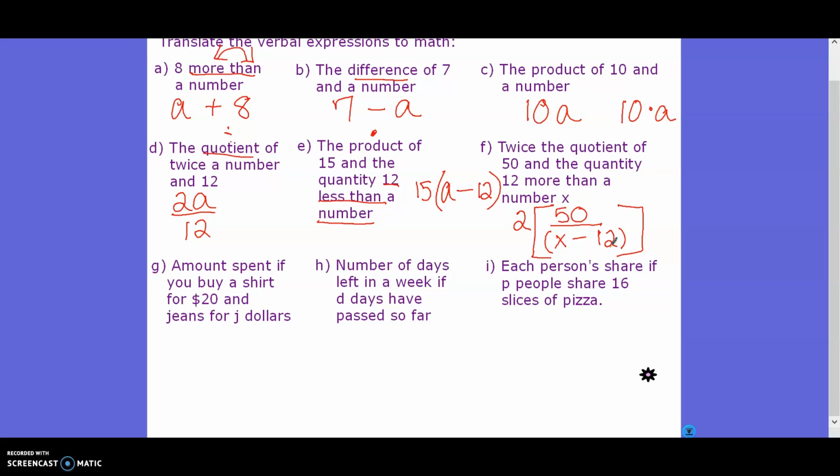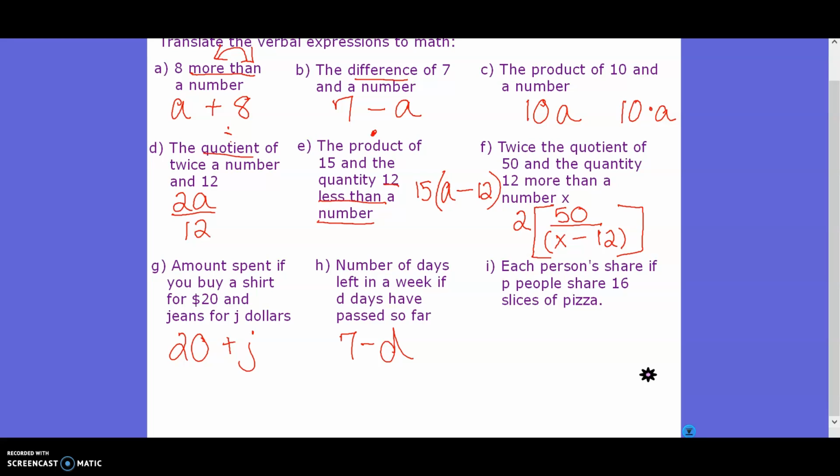Letter G, amount spent if you buy a shirt for $20 and jeans for $J. So we're looking for that combination of your shirt and your jeans. So I'm going to say this is just $20 plus J. Number of days left in the week if D days have passed so far. So there are 7 days in the week, and I'm going to subtract D from that. And that'll tell me how many days are left in the week.